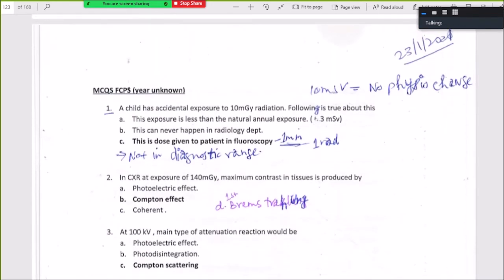Now, MCQs of CPS, year unknown. A 10 mSv exposure is equivalent to 10 mGy radiation. Point true about this: they are not in diagnostic range. Now, 10 mSv shows no predilection, and given in fluoroscopy in 1 minute. So 10 mGy is not in diagnostic range.